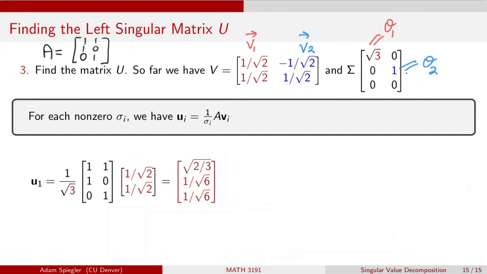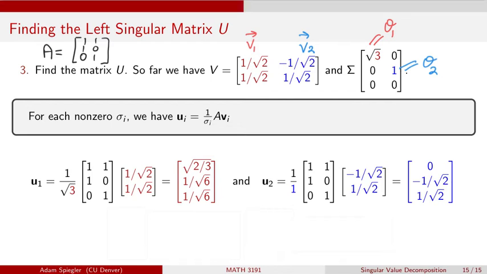Then for the second column, U2, we do a similar calculation. U2 is going to equal 1 over sigma 2 times matrix A times the vector V2. Simplifying this product gives us a column vector with 3 entries. The first is 0, the second is -1 over the square root of 2, and the final entry is 1 over the square root of 2.